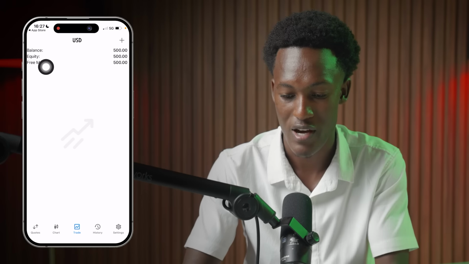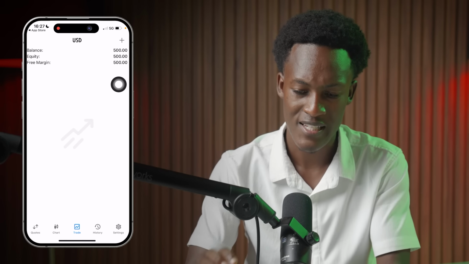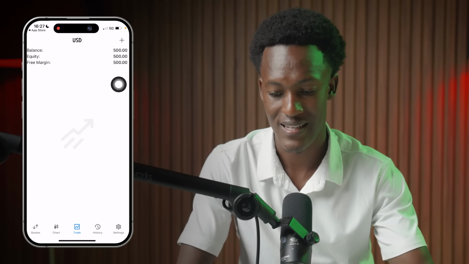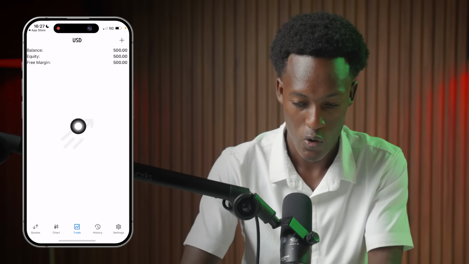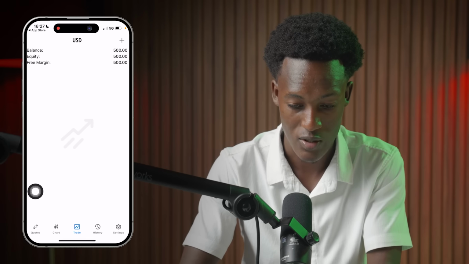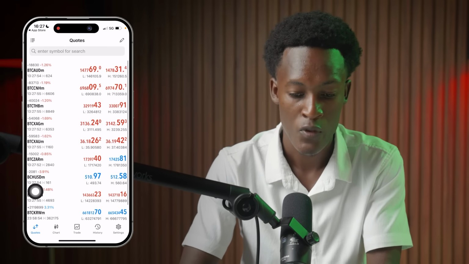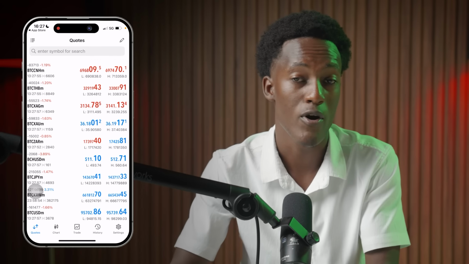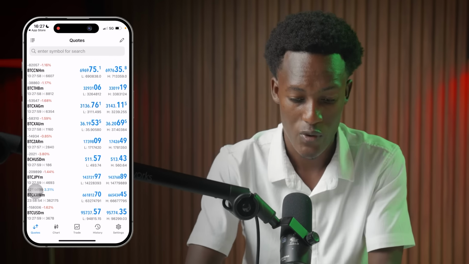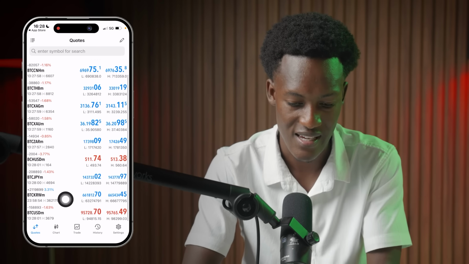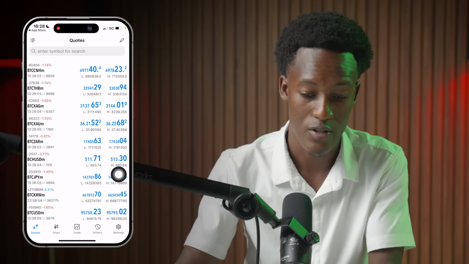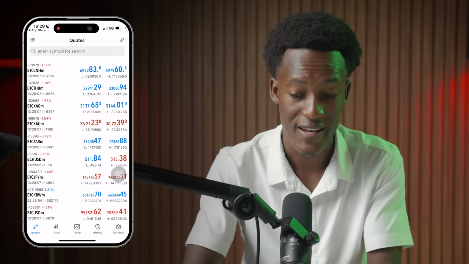Pretty excited. So you guys can see we have the balance, we have equity, we have free margin. Now let's leave all that and shortly understand how the platform works. So down here we have quotes. So I'll click on that so you guys can see. Quotes again is just another word for currency pairs. What you guys can see is BTC USD, which means it's Bitcoin against, say, the dollar, but we can go ahead and customize it.